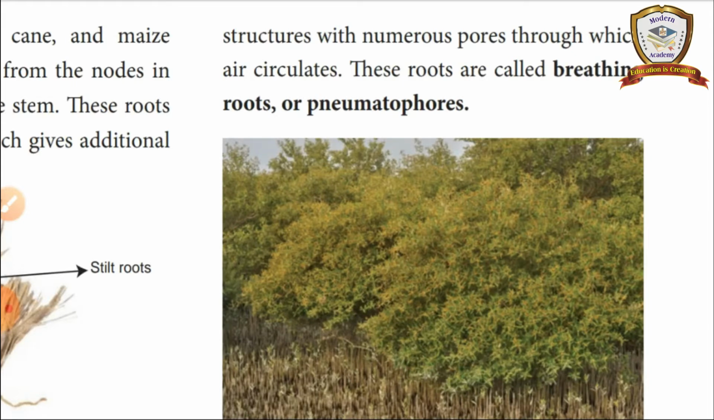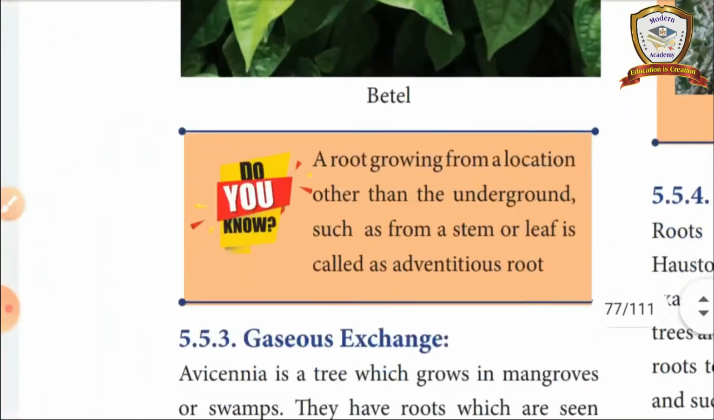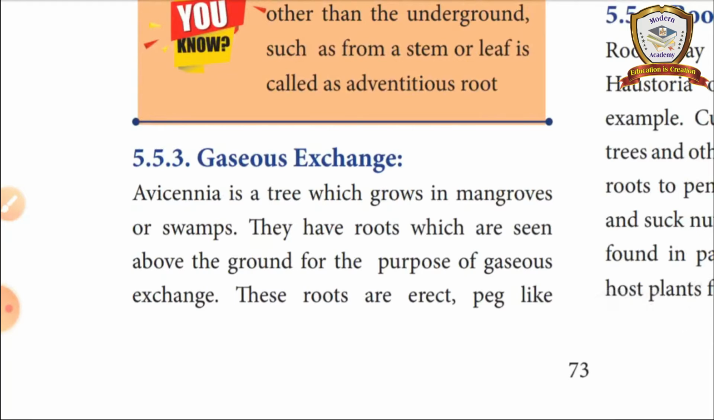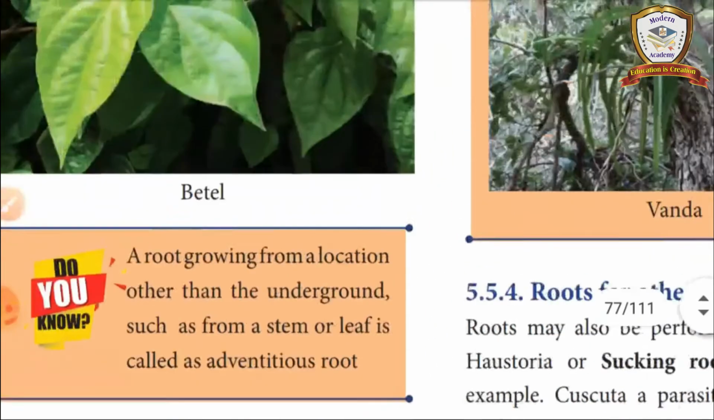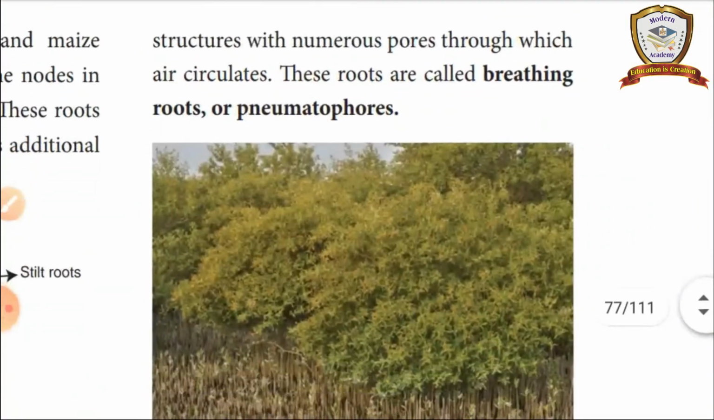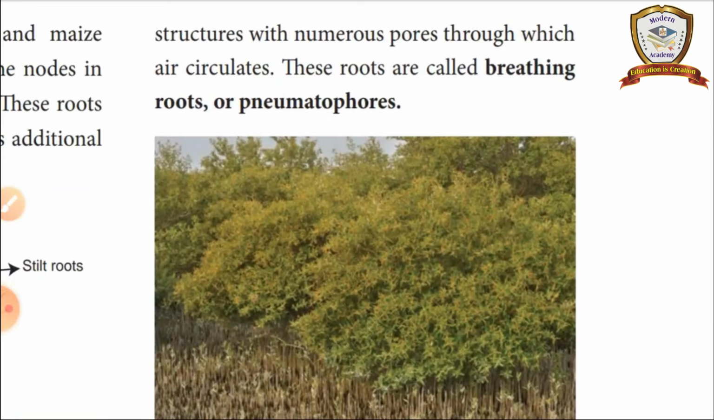What do you mean by gaseous exchange? It means it releases carbon dioxide and takes in oxygen in the night time, and it releases oxygen and takes in carbon dioxide in the daytime. So that is gaseous exchange, and that is done with these roots. This is the purpose of gaseous exchange. So these roots are erect, peg-like in structure, with a starting place and an ending place.